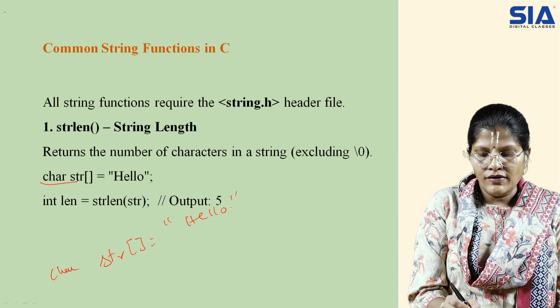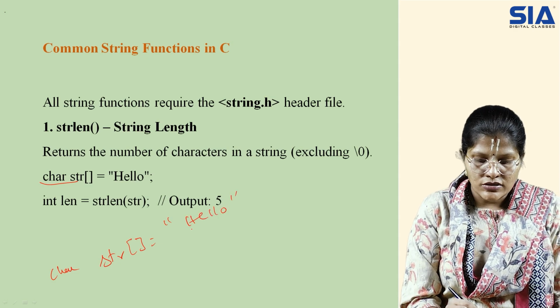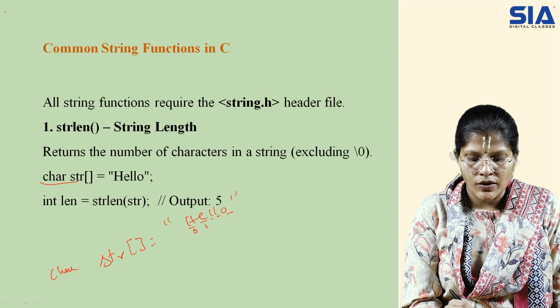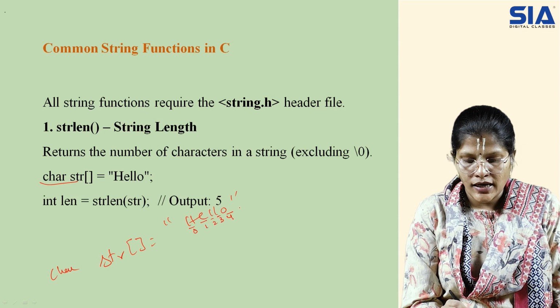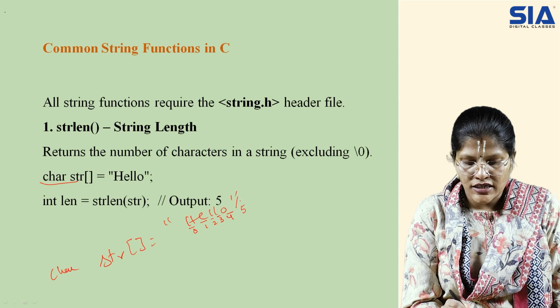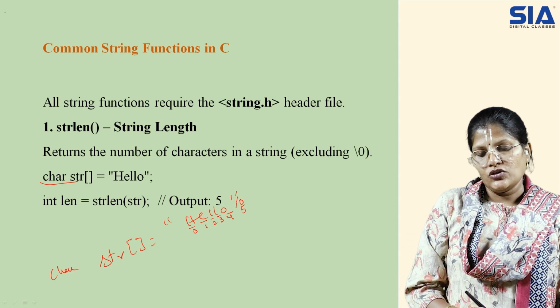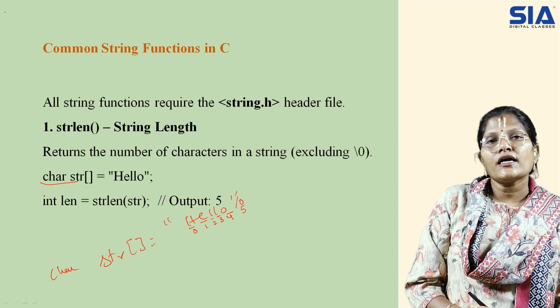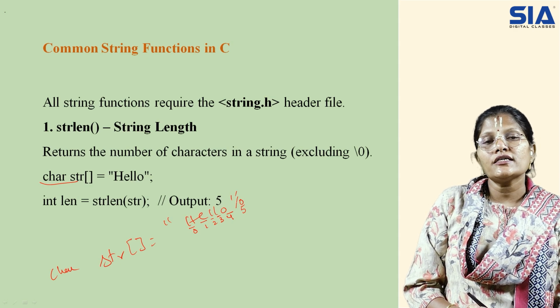That means how many values are there? 0, 1, 2, 3 and 4, and you have another element where it is terminated with \0. Now here, what is a string? A string is an array. What type of array? It is a character array.